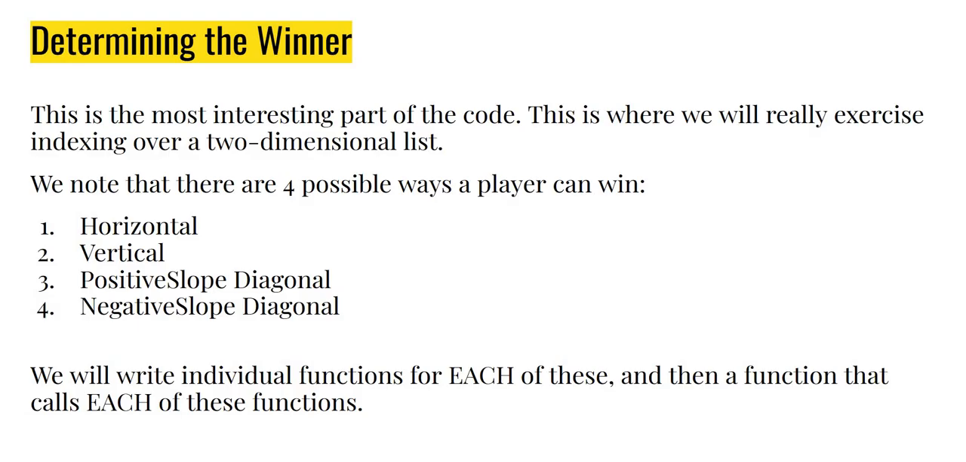This is quite interesting because this is where we really exercise indexing over a two-dimensional list, the list called board. Basically, there are four possibilities in which a victory can happen. This victory could be by the player or by the computer, but the four ways remain the same: horizontal, vertical, positive diagonal slope, negative diagonal slope. Let's first see what all this means with some examples.